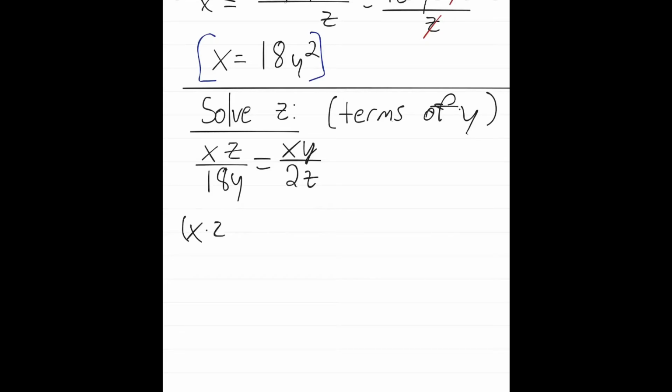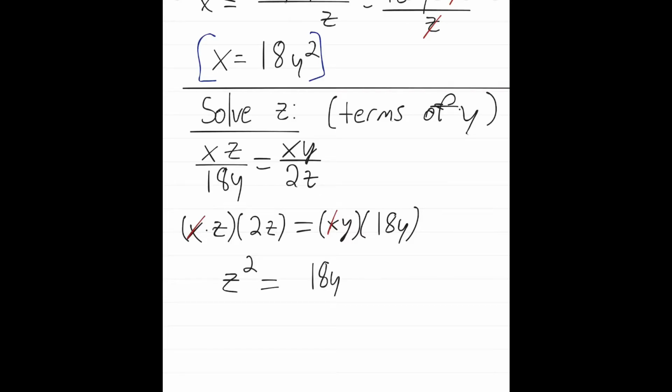Then to make the arithmetic easier, what I'm going to do now is cross multiply. This is just algebra. I'm cross multiplying. I cancel out the x's. What am I left with? I solve this for z squared. Z squared is equal to 18 times y divided by 2 times y squared divided by 2.